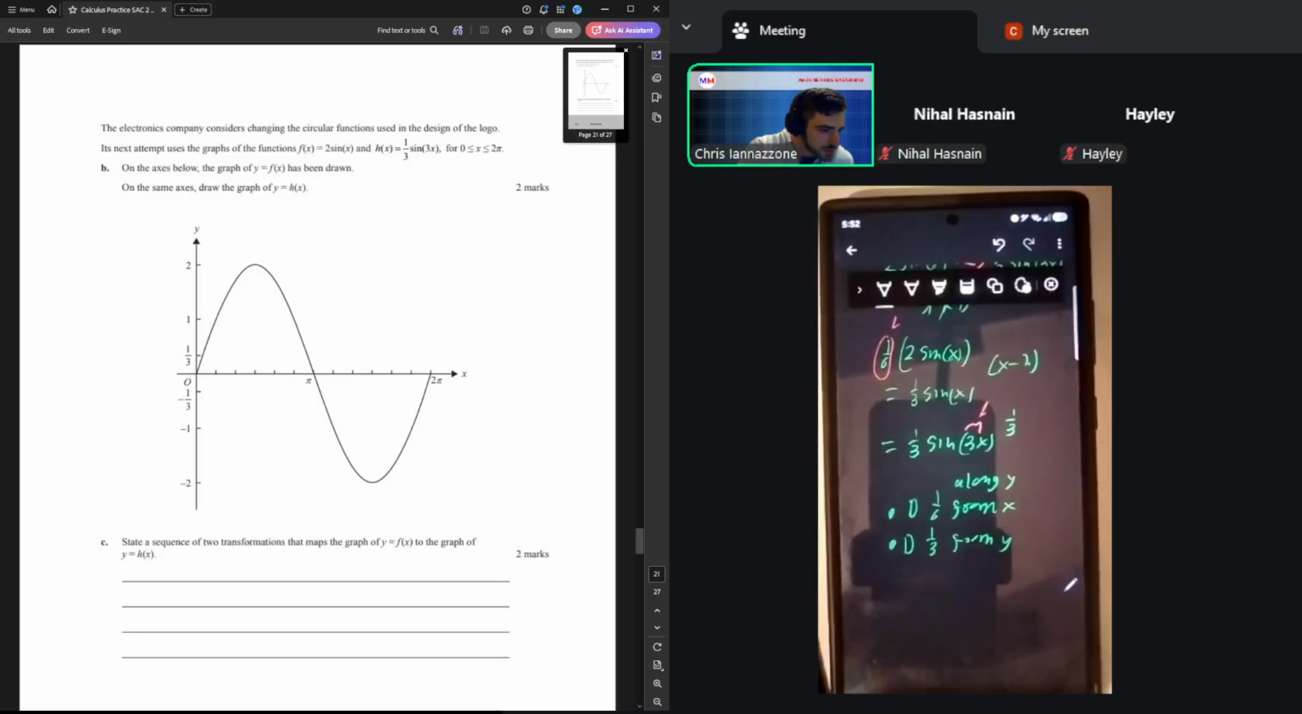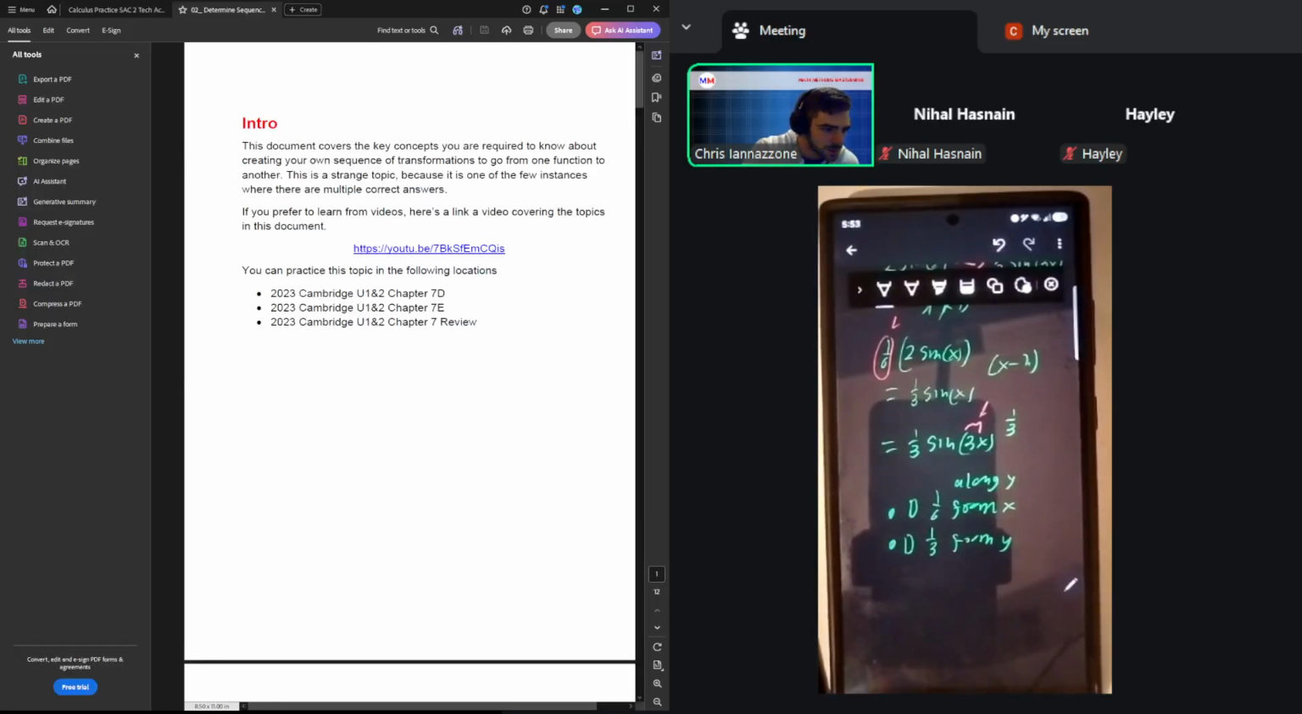Let me pull that up now actually just to make that clear. It's been a while since we've done transformations. I even misspoke, so it'll be good to revise that again. Determine sequence, yes. I'll pull that one up, I'll pull this one up.